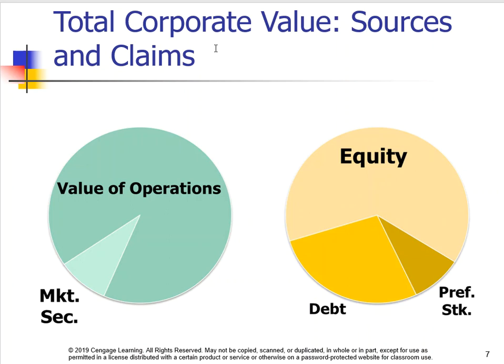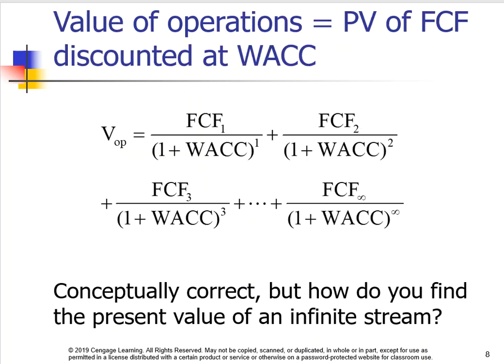So if we look at this like the balance sheet, the value of operations is obviously in most companies going to be the bulk of the value of a company. So this company, the value of operations gives you all this, and then they've got some marketable securities that increase their value a little bit. On the right hand side, they've got equity, they've got debt, and they've got preferred. And obviously the two circles are the same size because the balance sheet has to balance.